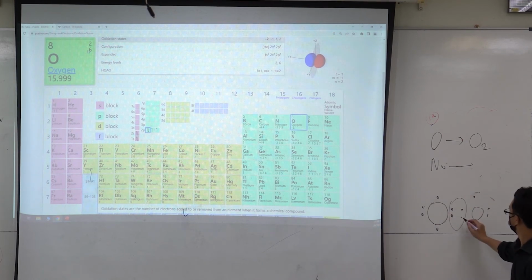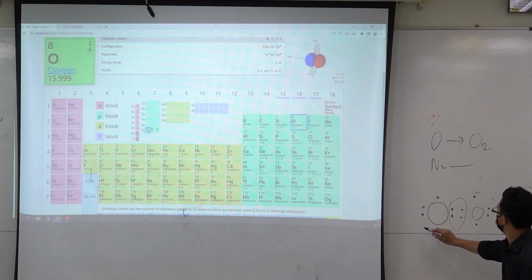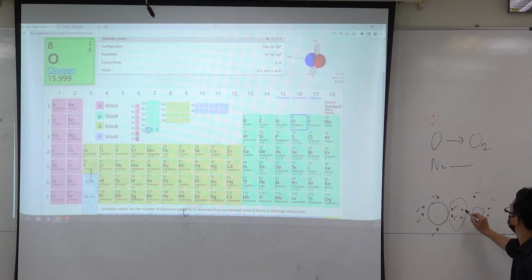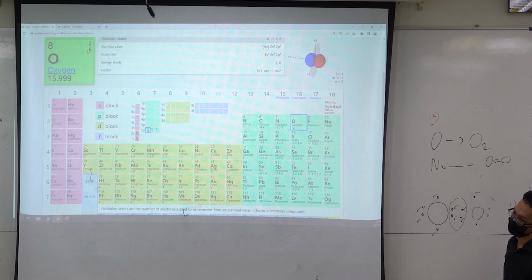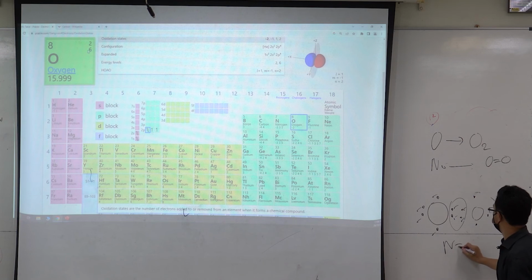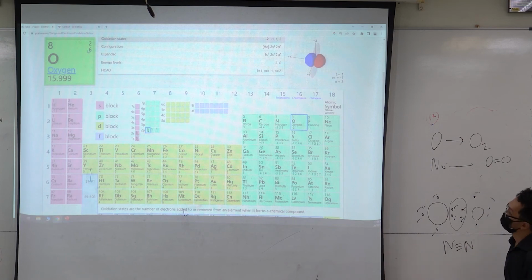This is shared. So you get 1, 2, 3, 4, 5, 6, 7, 8. And this oxygen here also has 1, 2, 3, 4, 5, 6, 7, 8. Because of that, O2 is basically a double bond. If you see nitrogen, it is a triple bond. If you see chlorine, it is a single bond.